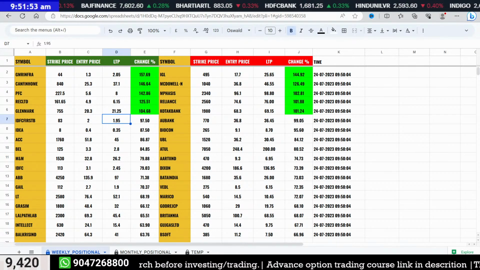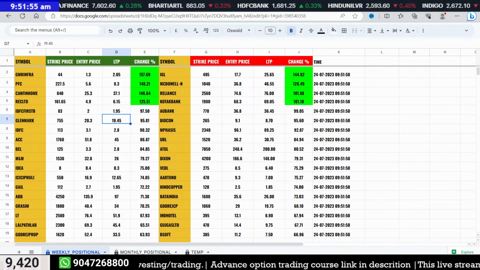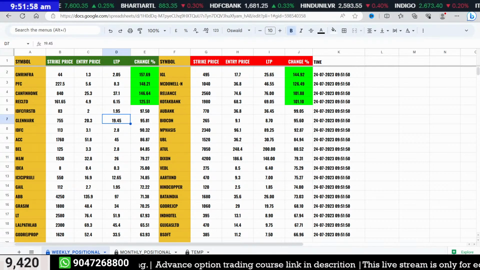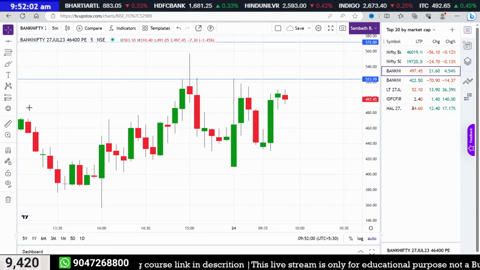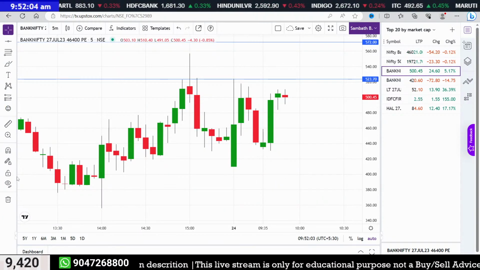Maybe there could be even more upside, but we don't want to hold it down. We don't want to take much more risk on expiry days. Nearby expiry, physical delivery, a lot of complications.